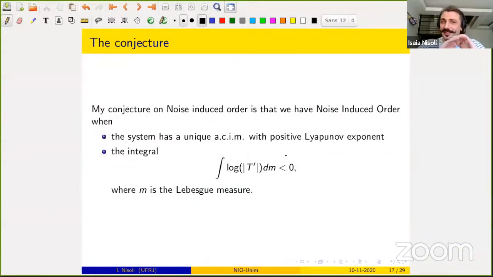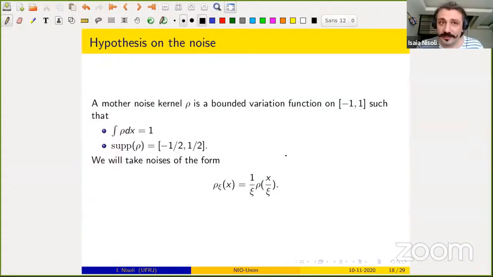My conjecture is simple. We have a system which has a unique absolutely continuous invariant measure with positive Lyapunov exponent. And if the integral of the logarithm of the derivative with respect to Lebesgue is smaller than zero, then we have noise-induced order. And what kind of noise? You can think about it being uniform noise.